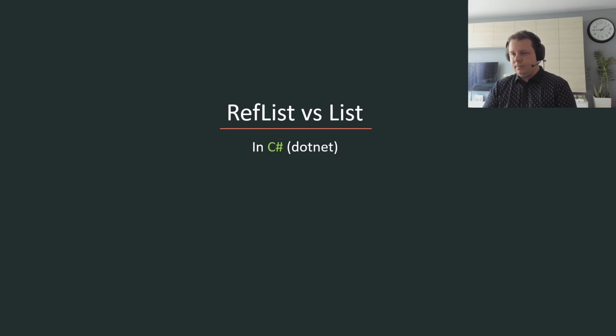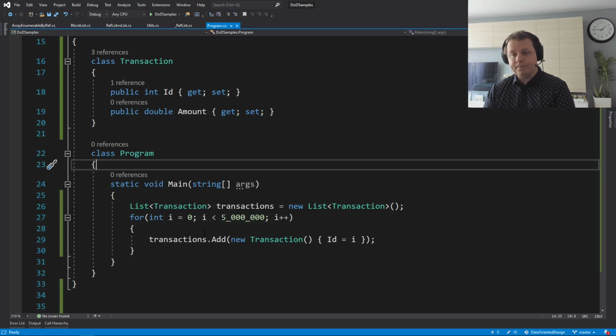Hello, hello, hello. Today I wanted to talk to you about what RefLists are in .NET C Sharp, and how they compare to your old plain lists. Since there's no support for RefList at all here, we're going to have to implement our own, and I'm going to talk about why you would ever want to implement your own RefLists. So let's jump into some code and see what's up.